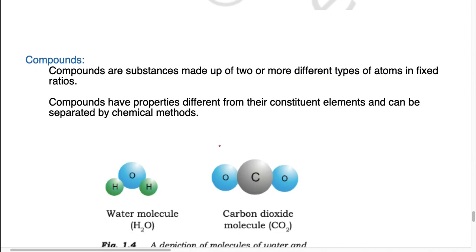So we cannot predict that, we cannot say that if two different atoms combine to form molecules, such as water molecules, the two different components combined together will show properties similar to their constituent properties. It is not possible.